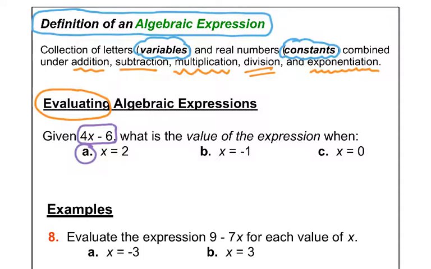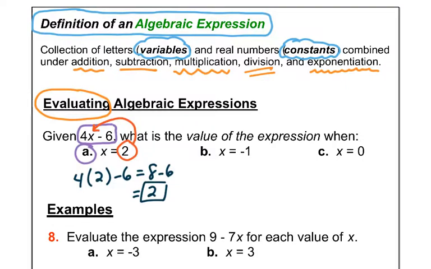Okay, well, again, this x is sort of like a placeholder. We take that 2, if you remember, and we're going to substitute it back into the game. So this becomes 4 times x is 2 minus 6, which is 4 times 2 is 8 minus 6, and you get 2. So the expression 4x minus 6, well, when x is 2, my answer is 2. If you feel comfortable doing this, friends, why don't you do part B and C on your own and check back with me.